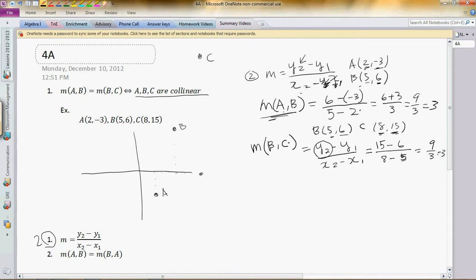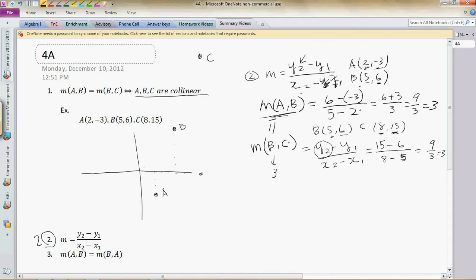So the slope between A and B is 3, and also the slope between B and C is 3. Therefore, these two are equal. That means points ABC right here will be on the same line. This looks horrible, but you know what I mean, right? It's on the same line. Okay, so that's what it is.